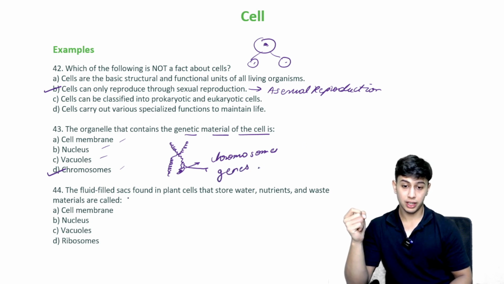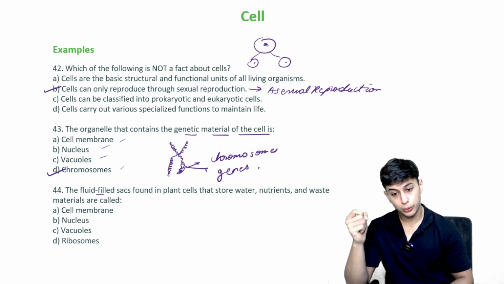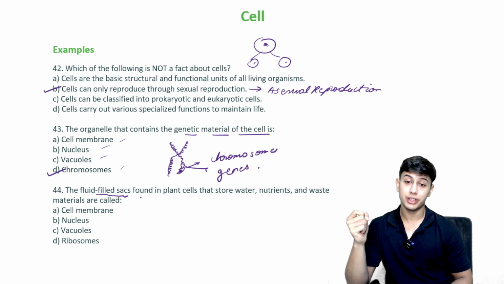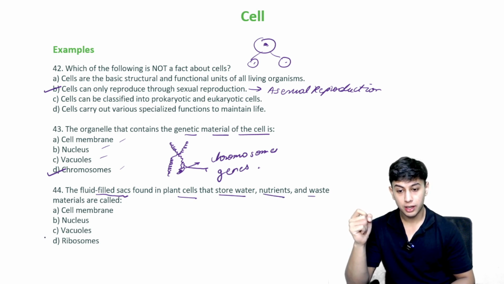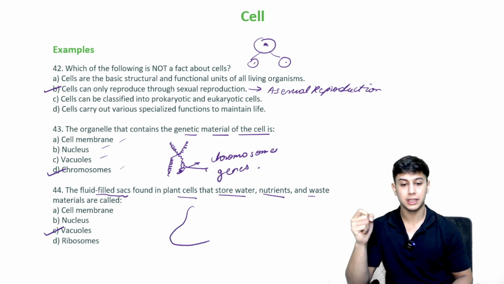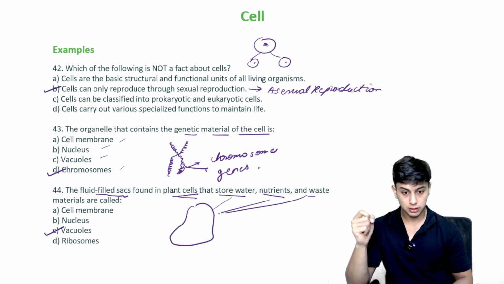The fluid filled sacs found in plant cells. Okay, the fluid filled sac. Whenever you hear sac like structure, you know what the answer is. Found in plant cells. They store water, cell sap, nutrients and waste materials are called C, vacuoles. These are big sac like structures in plant cells. They contain all these things.